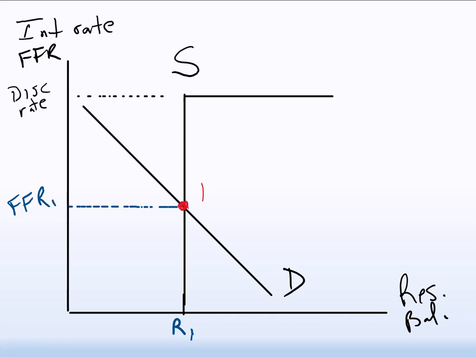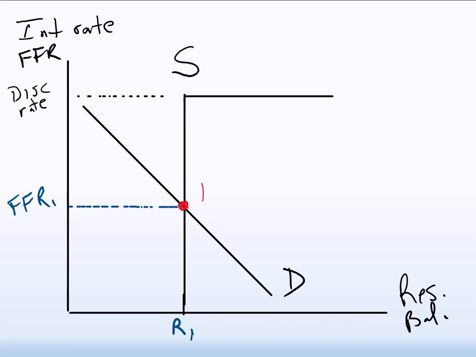Supply equals demand, and the equilibrium interest rate is at point 1, at Fed funds rate 1, with reserve balances for the whole commercial banking system at R1. The demand curve shows the willingness of banks to hold reserves is negatively related to the Fed funds rate, because as the Fed funds rate increases, the opportunity cost to hold idle reserves goes up relative to lending them out at higher interest rates. When the Fed funds rate falls, the quantity of reserves demanded increases.